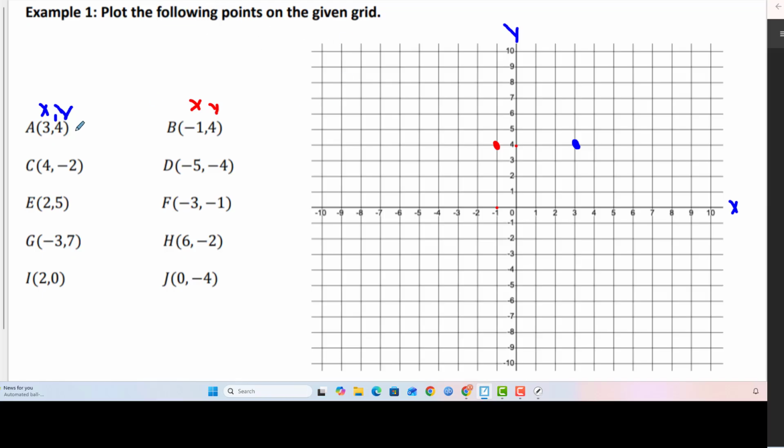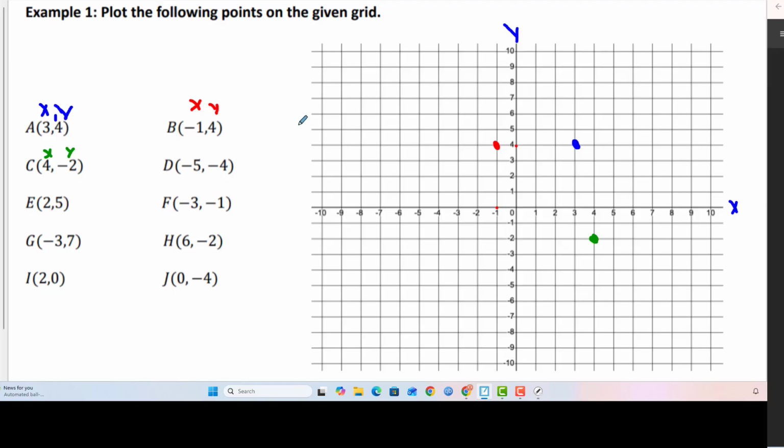Let's do green for C, x, y. So once again, x, we look for 4 on the x-axis, and then we look for -2 on the y-axis. And that's down here. There you have it.